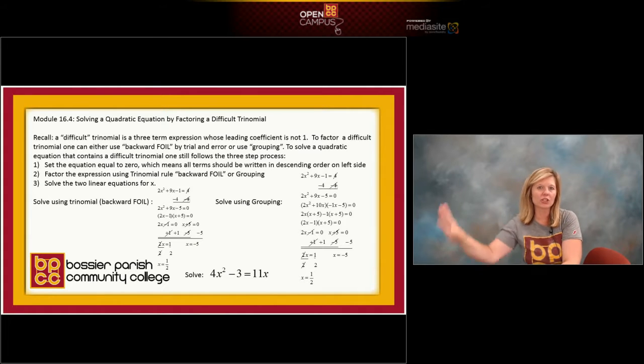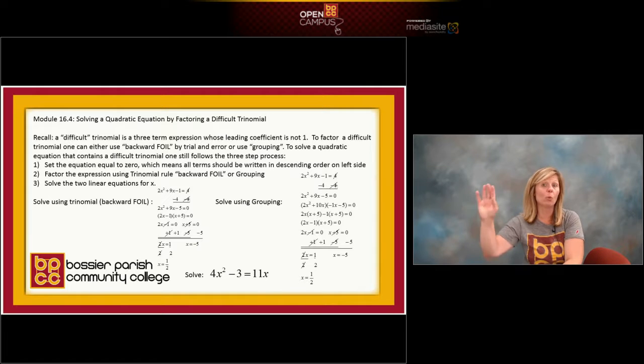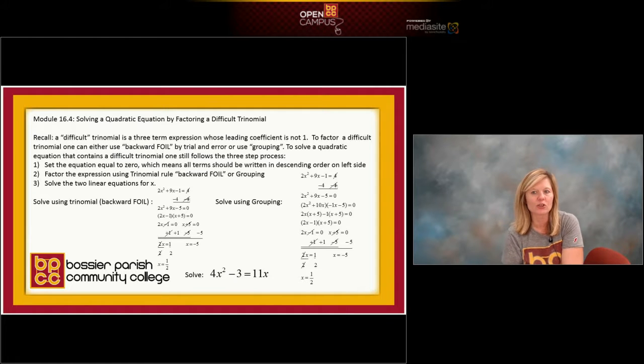And what you did on your side of your paper when we did grouping is we list the factors of 10, which would have been 1 and 10, 2 and 5. How we decided which factors to use, again, those factors have to make that middle term 9x. 2 and 5 cannot make a 9x, but 1 and 10 can. So we know we're going to use the factors 1 and 10.